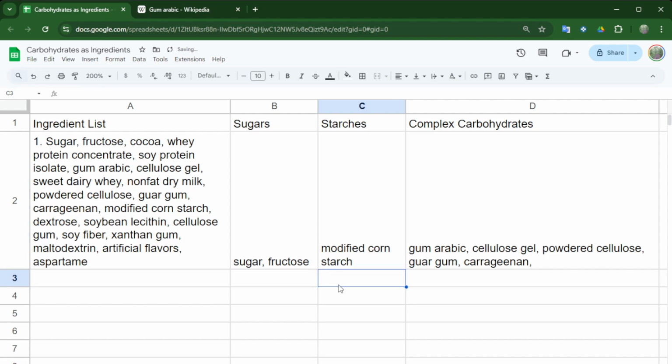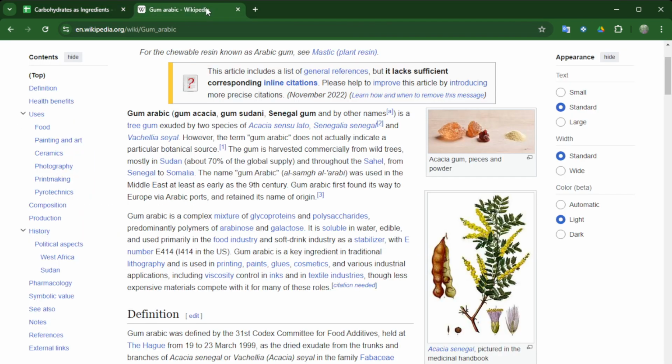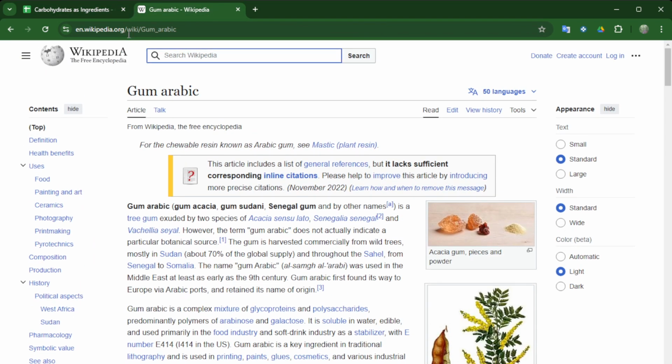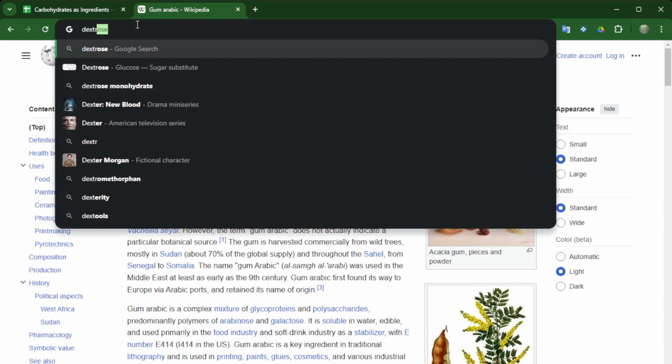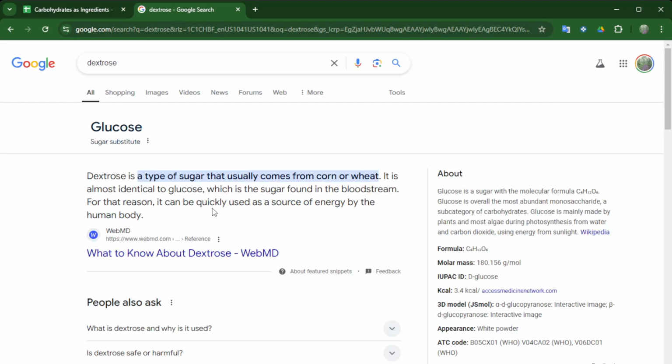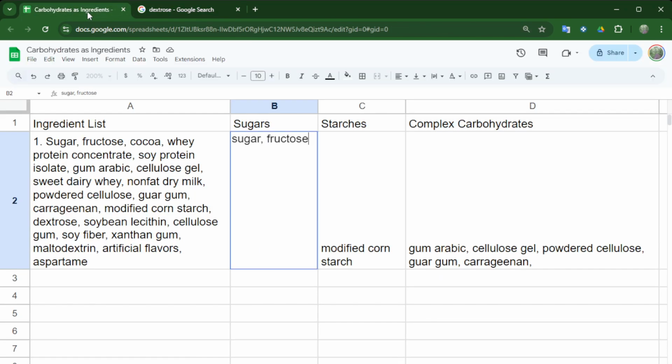Okay, dextrose. So, if you don't know this one, look it up. But what I will tell you is dextrose, it's going to tell you right here, the type of sugar. Dextrose is another name for glucose. Dextrose is just the food industry name for glucose. Well, it says it's almost identical to glucose, but it's basically the food industry name for glucose. So this is going to be a sugar, dextrose.